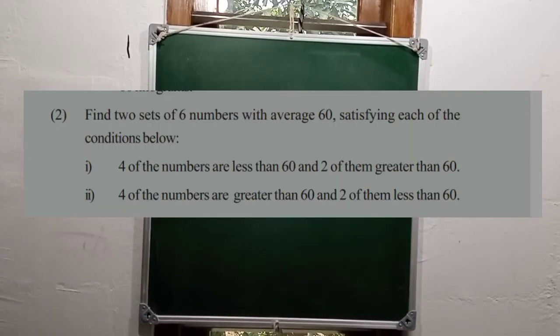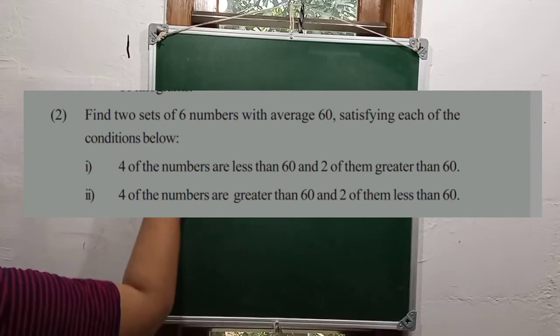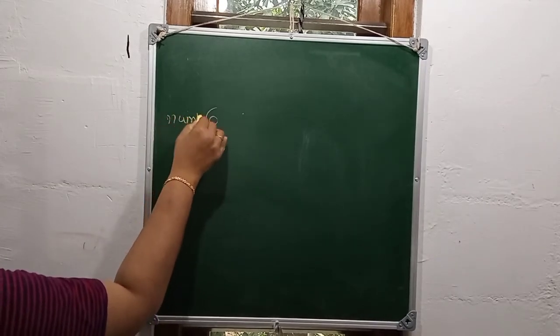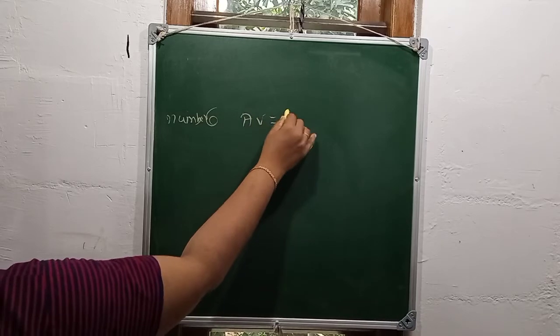Second question: find two sets of 6 numbers with average 60 satisfying each of the conditions below. First part, 4 of the numbers are less than 60 and 2 of them are greater than 60. Second part, 4 of the numbers are greater than 60 and 2 of them are less than 60. There are 6 numbers, and the average is 60.